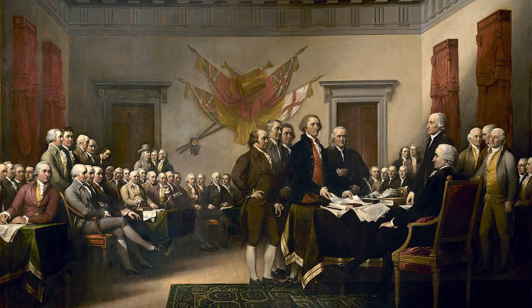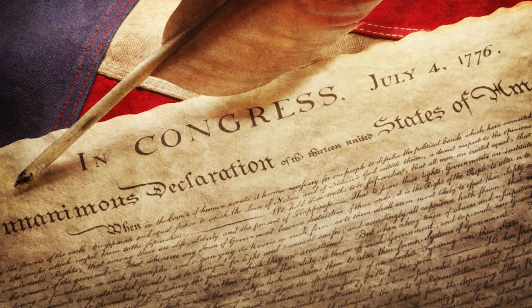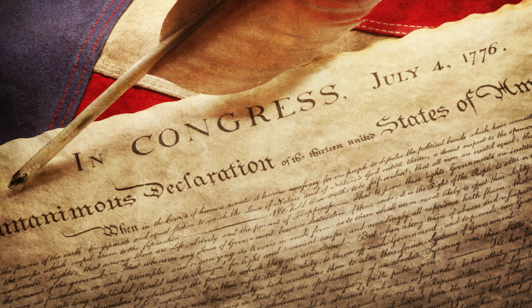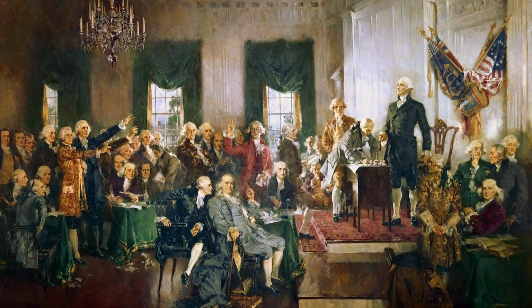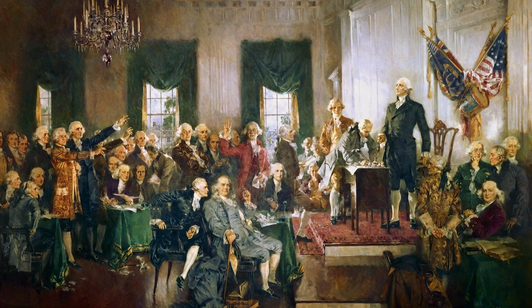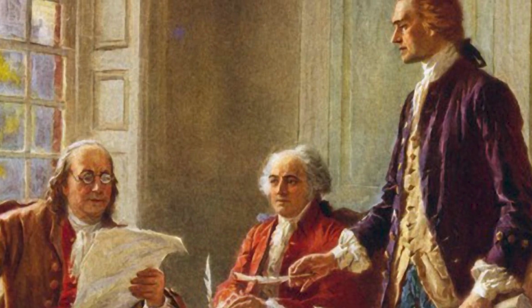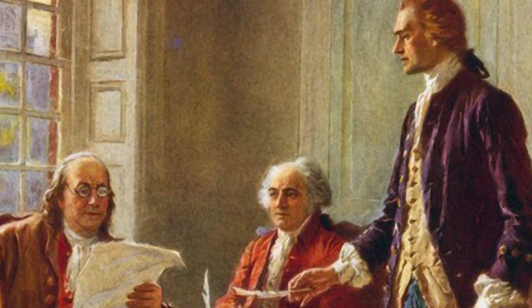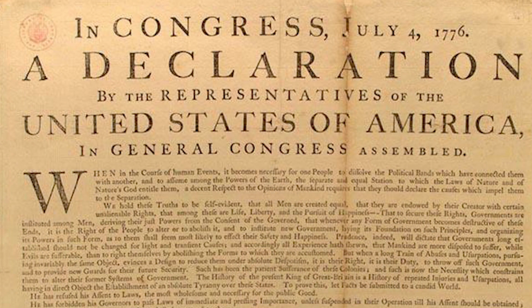Independence. The Declaration of Independence is a document that was adopted by the Second Continental Congress on July 4, 1776. It declared the 13 American colonies to be independent from the British Empire and established the United States of America as a sovereign nation. The document was written by Thomas Jefferson and was signed by representatives from each of the colonies.